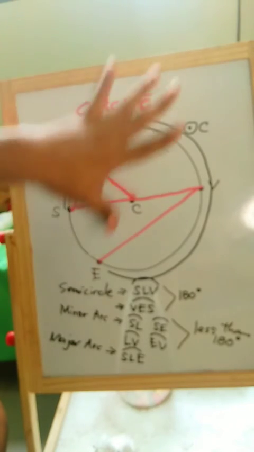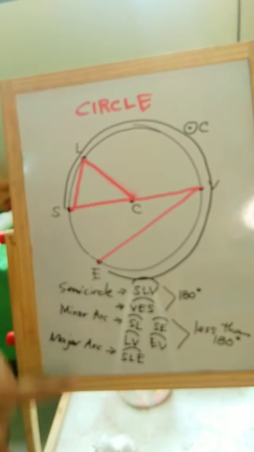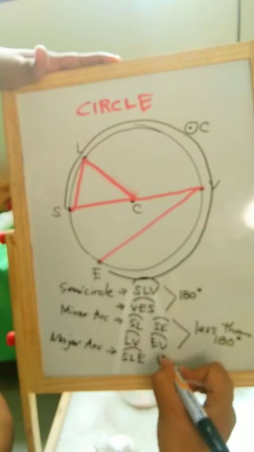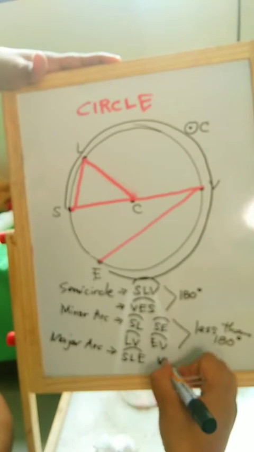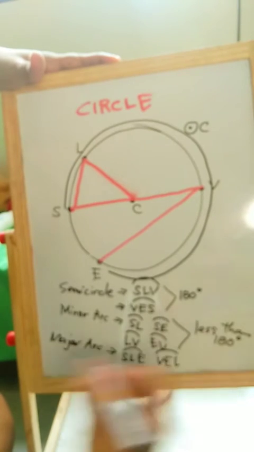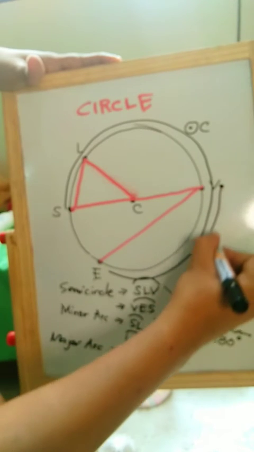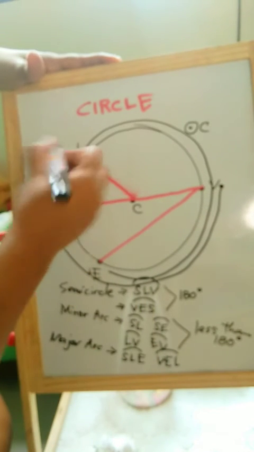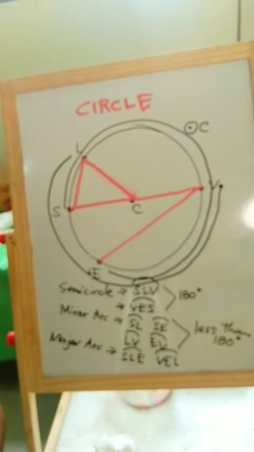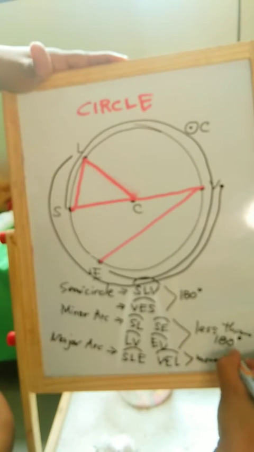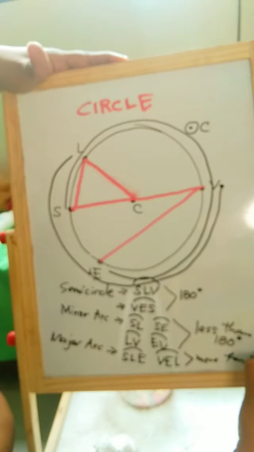Okay? So, we have more major arcs here. We just name one para makuha nyo yung idea. Okay? Kunyari, ito. You can also name arc VEL as your major arc, kasi from V, going through E, and then it ends with L. Yan, kasi lumampas na siya ng 180. So, major arc, it's more than 180 degrees.